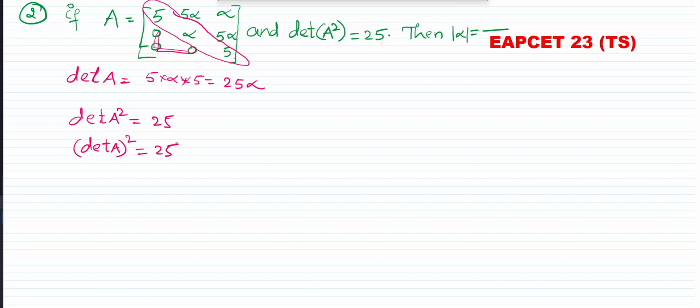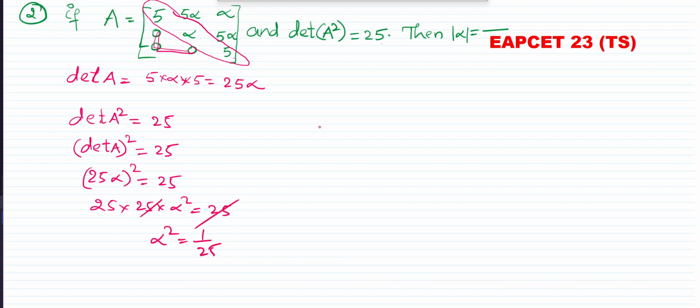So from this, 25 alpha whole square is equal to 25. 25 square, that is 25 into alpha square is equal to 25. Here 25 cancels. Alpha square is equal to 1 by 25. From this alpha is equal to plus or minus 1 by 5. Now mod alpha is equal to 1 by 5. This is the alpha value.